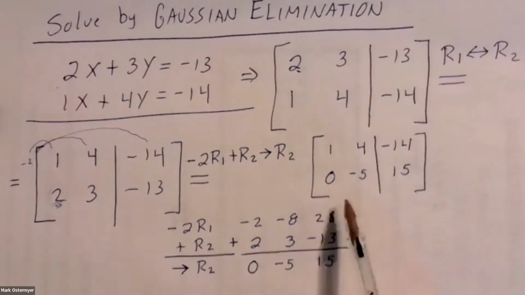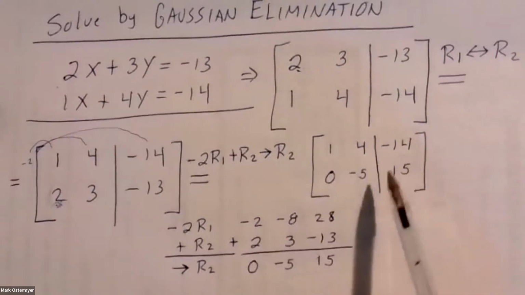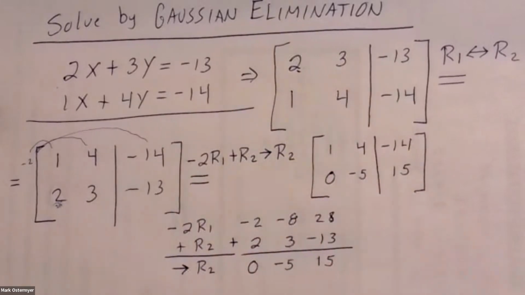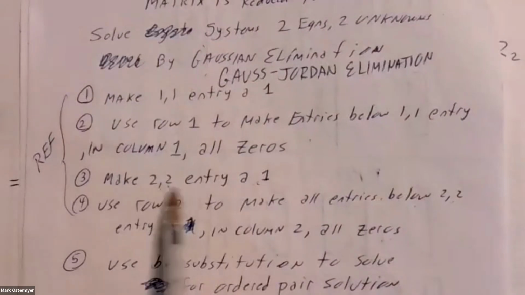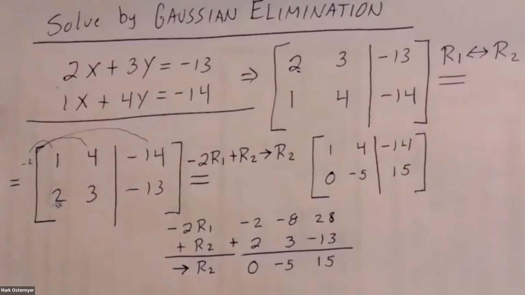Our matrix has been updated to this now. We're getting closer to row echelon form. All right, now we're done clearing out the rest of column 1 below the main diagonal. Now the next move is we got to make the 2, 2 entry become a 1. The 2, 2 entry must become a 1.